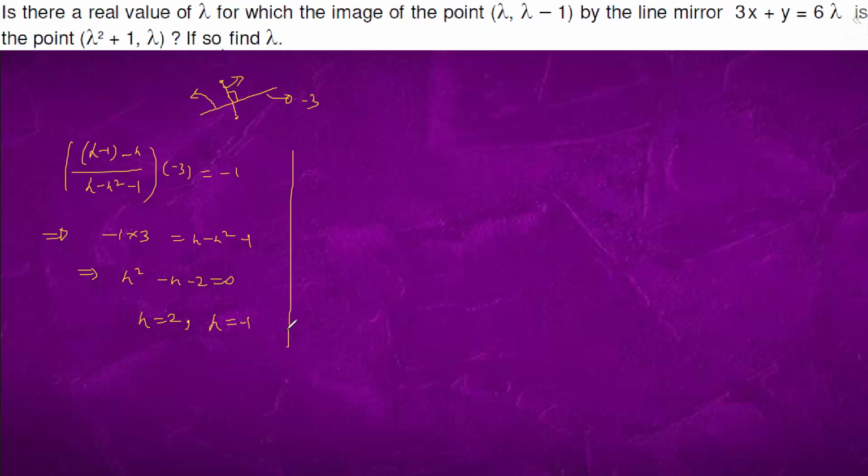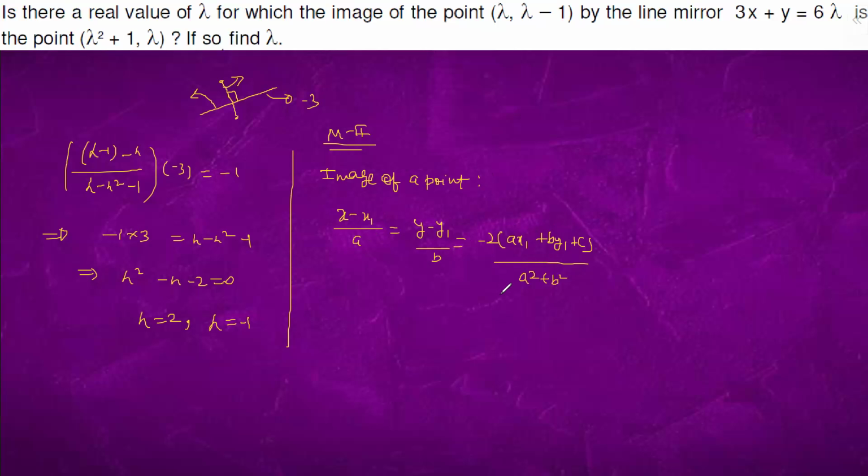But what will happen when we do it by a different method? Method 2. Image of a point. It is something like (x minus x1) upon a, (y minus y1) upon b equals to minus 2(ax1 plus by1 plus c) upon (a square plus b square). So x is what? This is the image. So x is lambda squared plus 1.